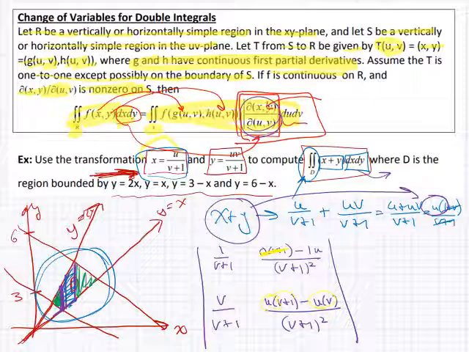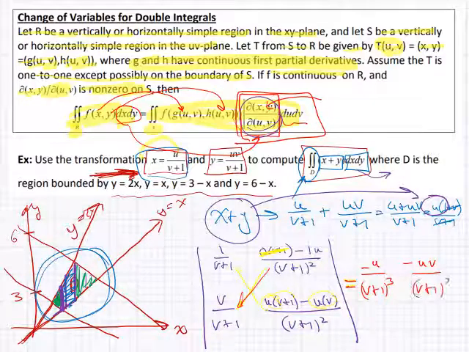So then if we do the Jacobian determinant, the first one would give us a minus u over v plus 1 cubed. The next one, here times here, would give us a minus uv over v plus 1 cubed. But that's being subtracted, so actually it's going to end up being a plus.